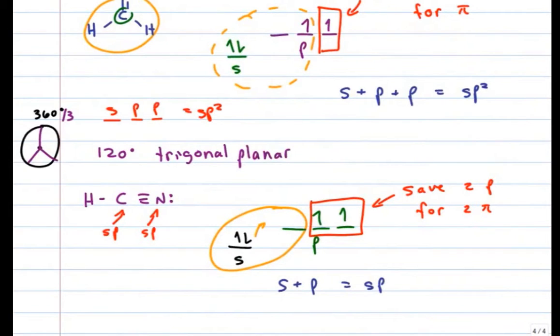Trigonal planar is trig or tri for 3. Planar is in one plane. That's how your textbook's going to use it. That's how your professor's going to say it. I'm going to call it by what it is.